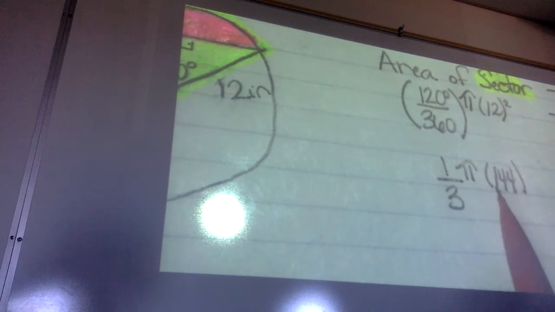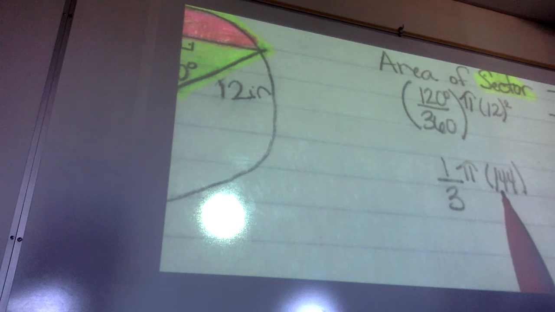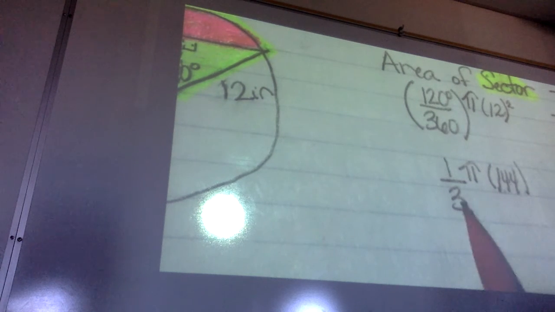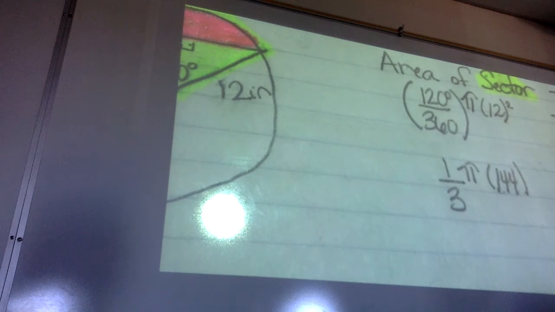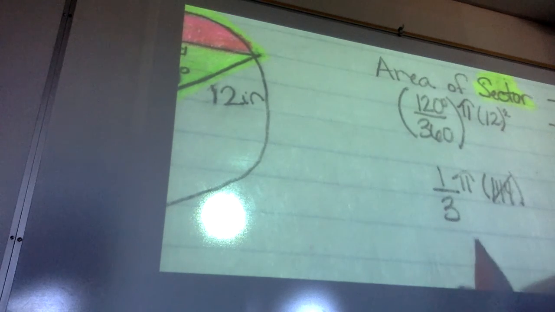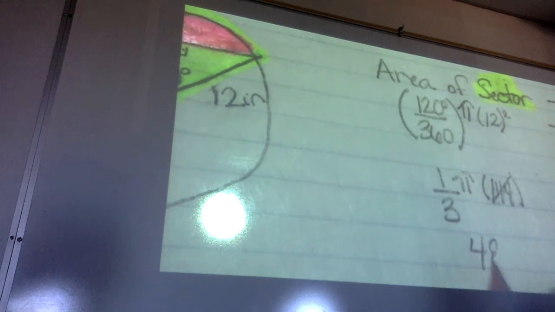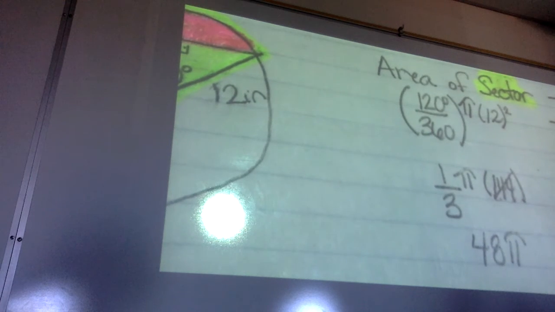Do you add it all together? Yes, good. If you haven't remembered that, that's a good one to know. If you add 4 plus 4 plus 1, what's our total? 9. If 9 is divisible by 3, then it is divisible by 3. So what is 144 divided by 3? 48. Okay. 48 pi is the area of our sector then.